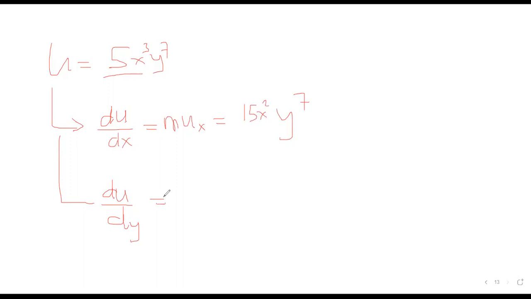Then when you differentiate du over dy this time, it will be called marginal utility of y. Our constant or our dummy will be x^3. Just this part there, you remove it and you put it here. So we're going to remain with 5y^7. When you differentiate 5y^7, it is 35y^6. Excellent.